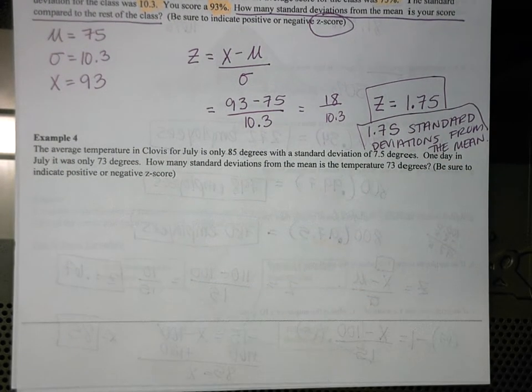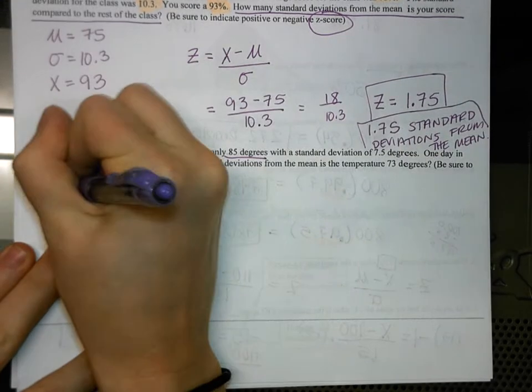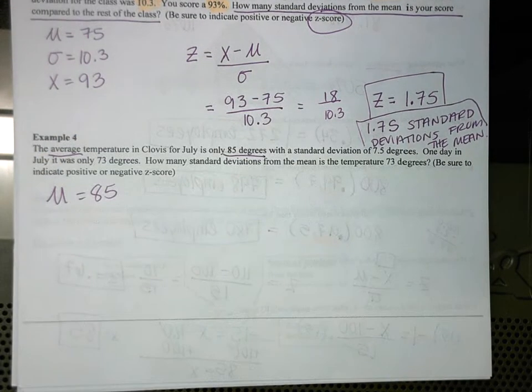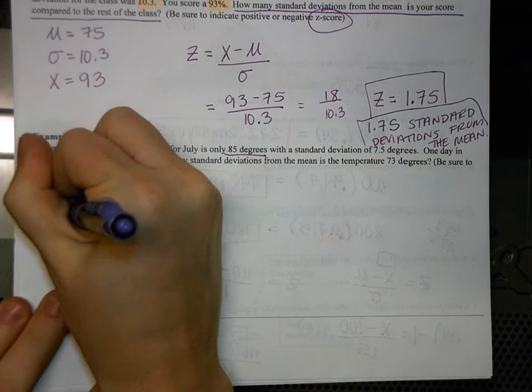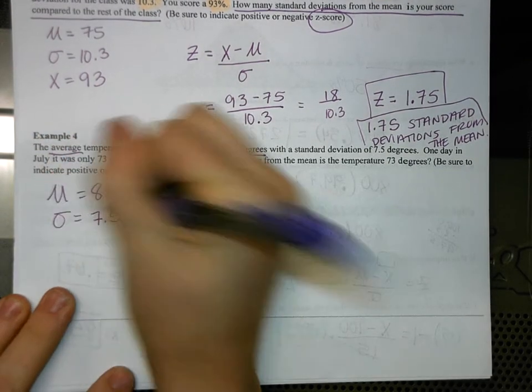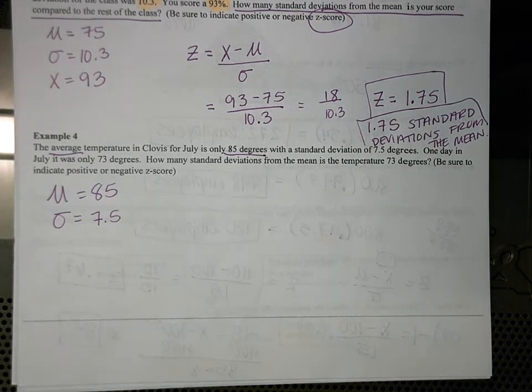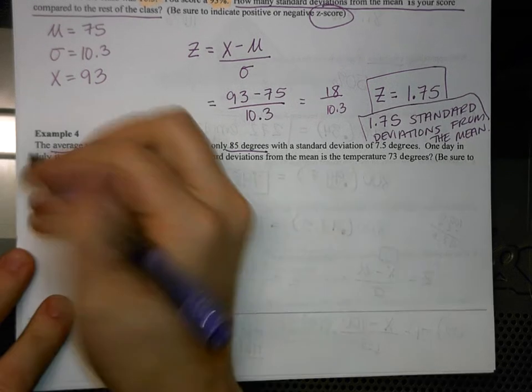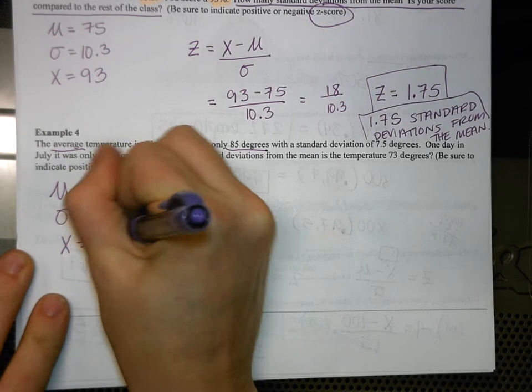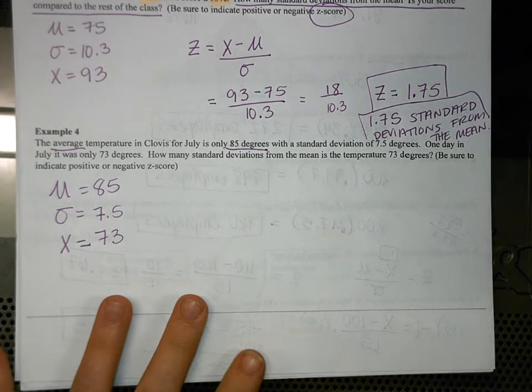The average temperature in Clovis for July is 85 degrees. That's an average, so that's my mean, with a standard deviation of 7.5 degrees, meaning how spread apart the data is can be 7.5 degrees spread apart. One day in July was only 73 degrees. That's a data value. How many standard deviations away from the mean is 73 degrees?